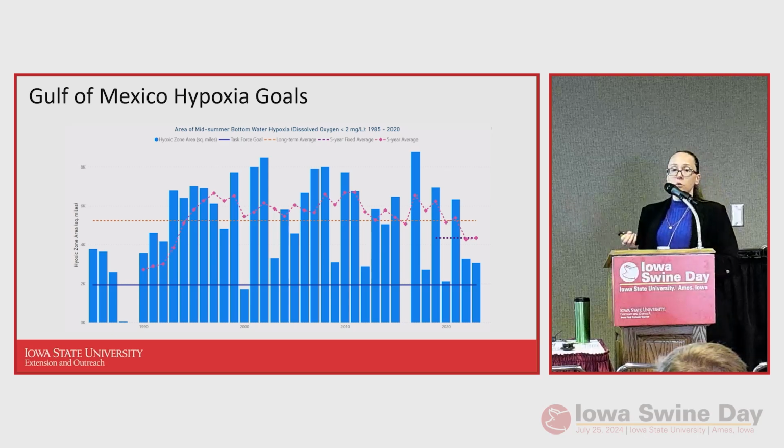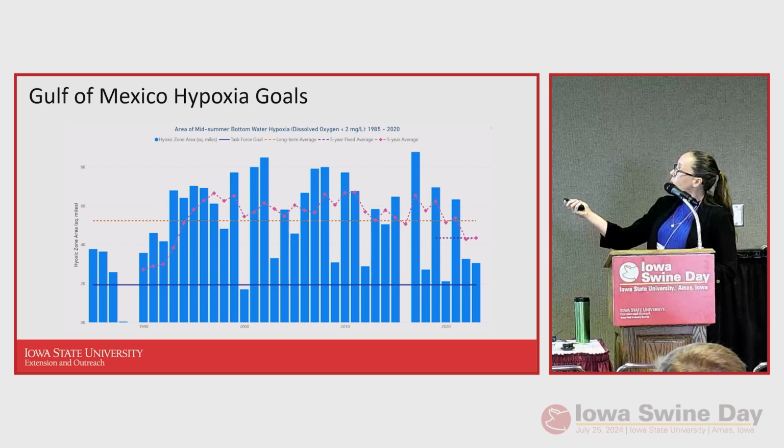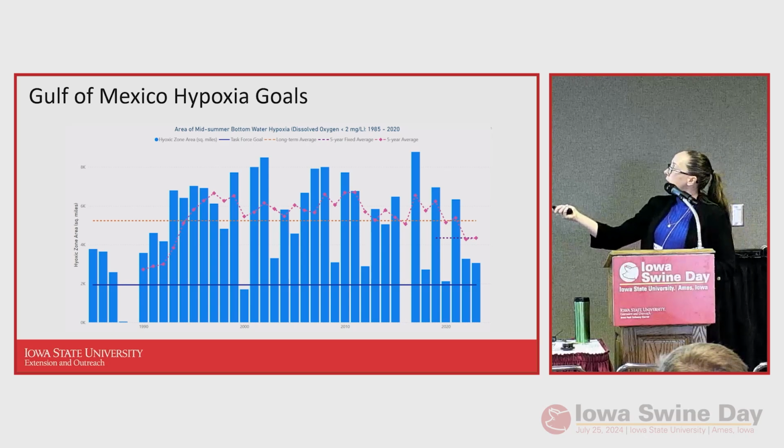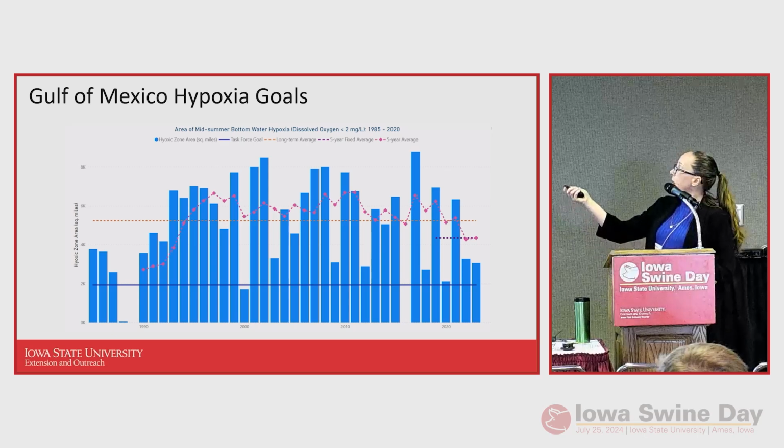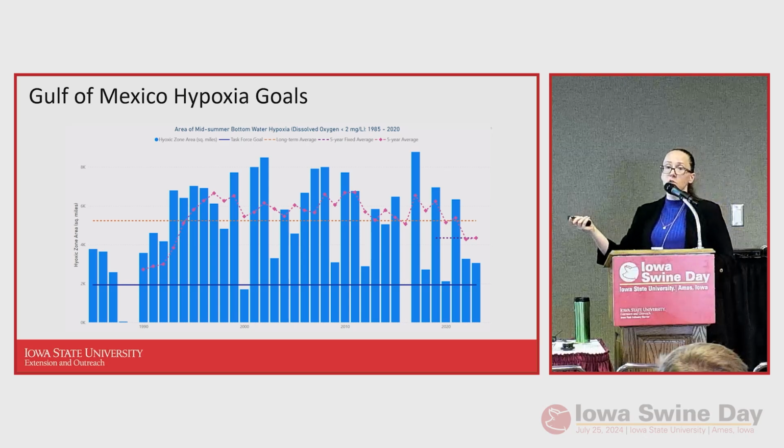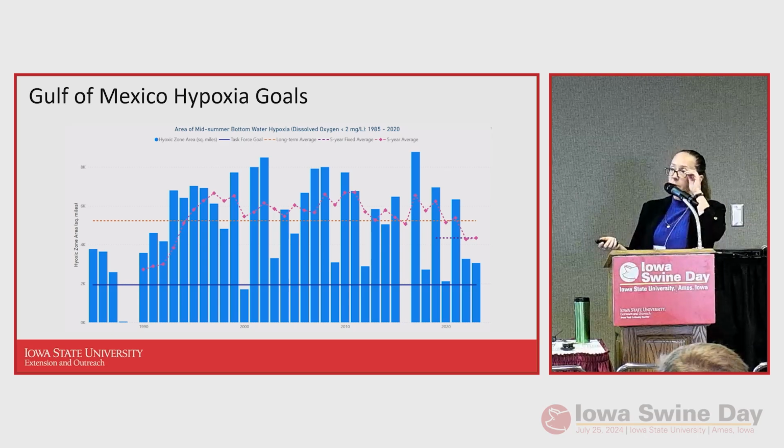Blue bar represents the size of it at any given time, any given year. This orange is our long-term average. Purple is our 5-year average. And this blue line is the goal that we want to get down to. So you can see we have quite a ways to go to reach that goal. And it's not just Iowa, it's those 12 states in the Mississippi River Basin.